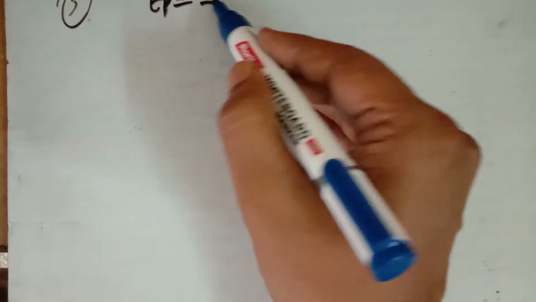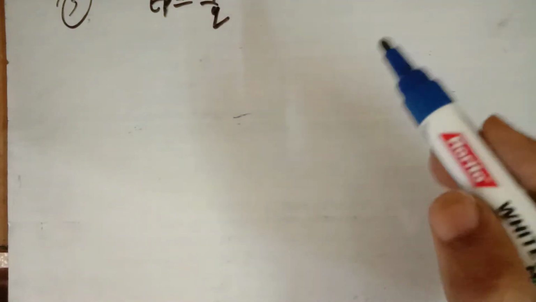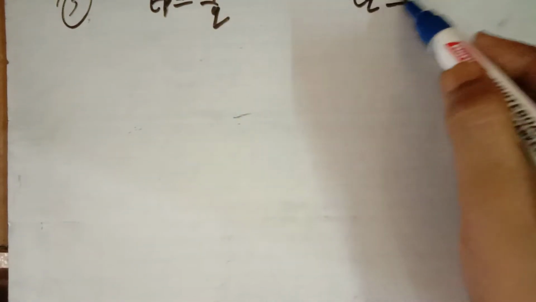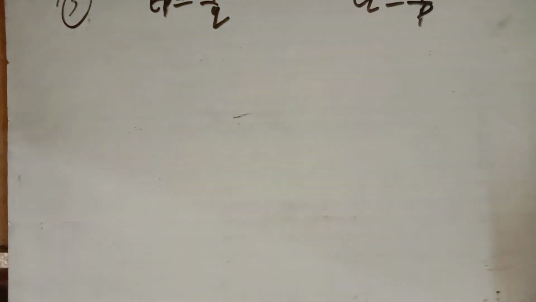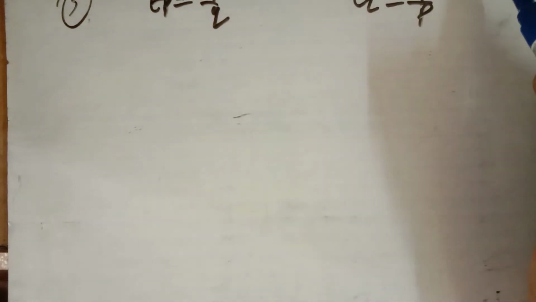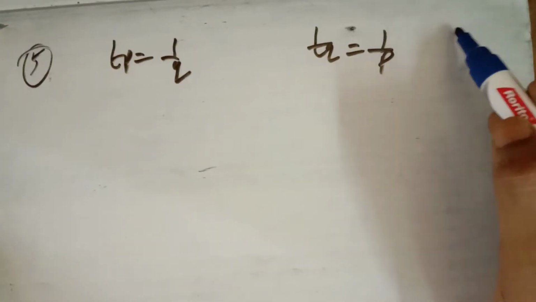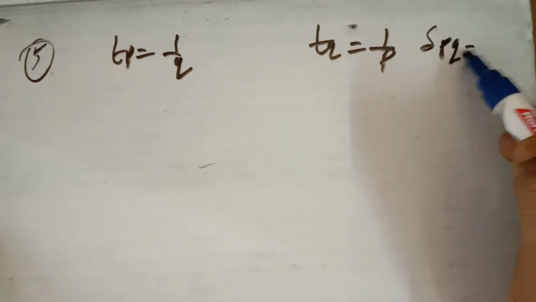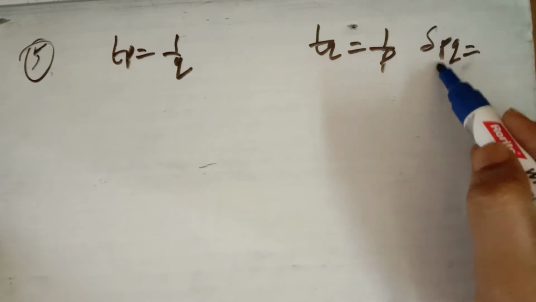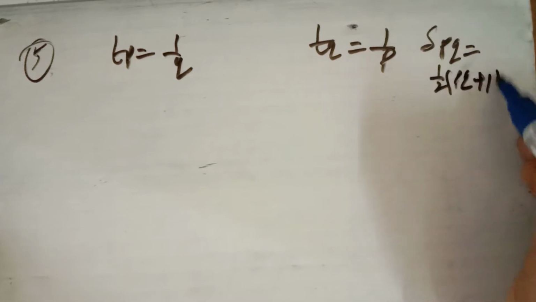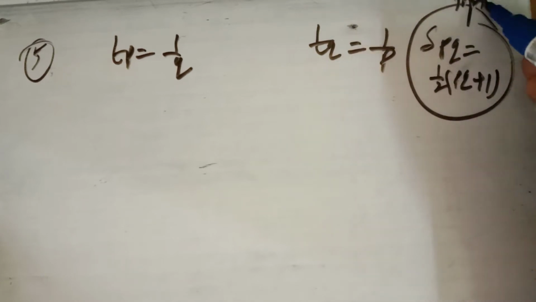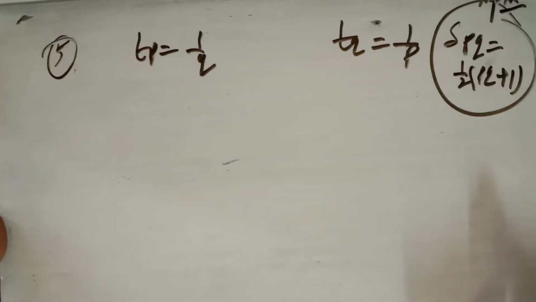Now you read question number 5. What is given in it? It is given that the pth term of an AP is 1 upon q, and the qth term is given as equal to 1 upon p. You have to show that the sum of the first pq terms is equal to half (pq plus 1). This you have to prove. The sum of the first pq terms is equal to this.